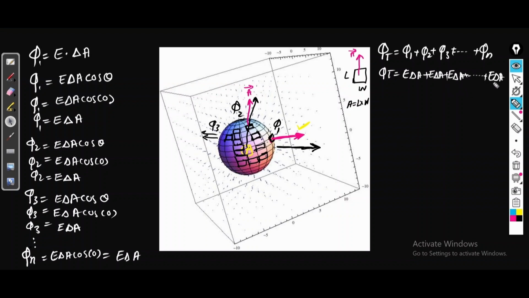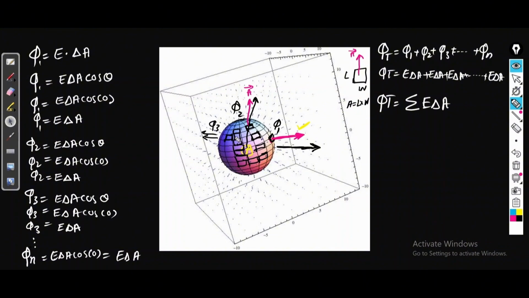For the summation of all these values, in mathematics we use a sign called the summation sign. So here I am going to put that sign. So phi total is equal to the summation of E del A. It means that we have to add a large number of E del A terms from this equation.